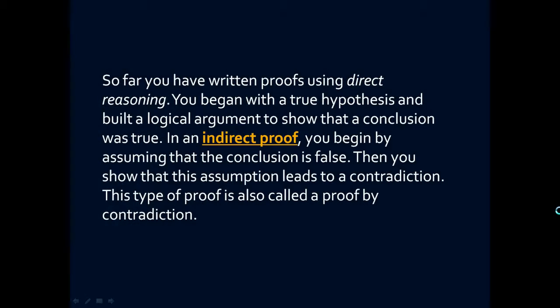So far we've written proofs using direct reasoning. We start with a true hypothesis and we build a logical argument to show that the conclusion is also true. With an indirect proof, we begin by assuming the conclusion is false. Then we show that this assumption leads to a contradiction. This type of proof is also called proof by contradiction.